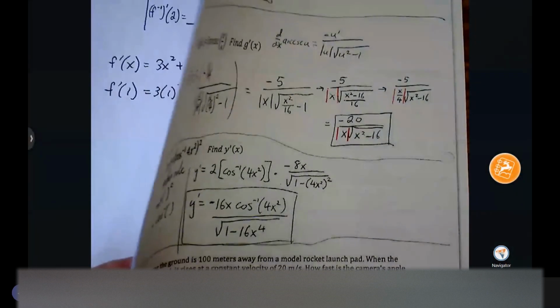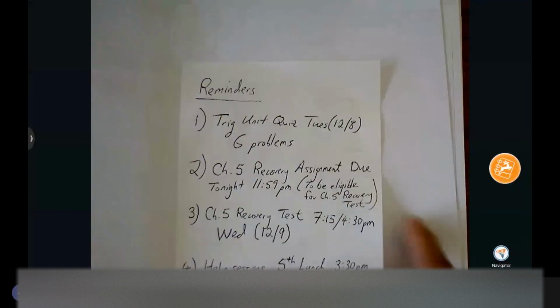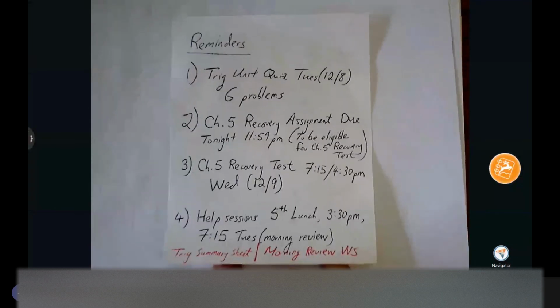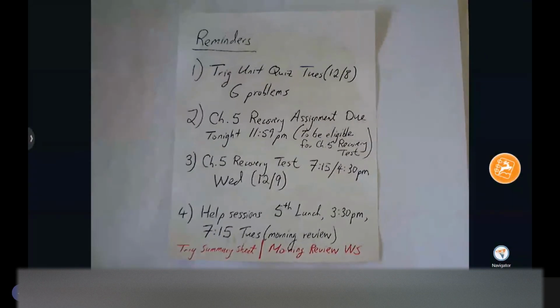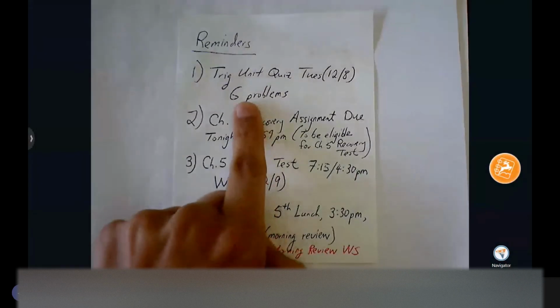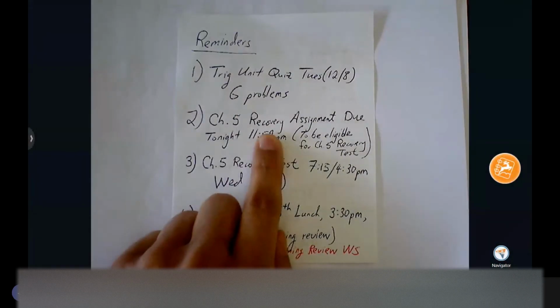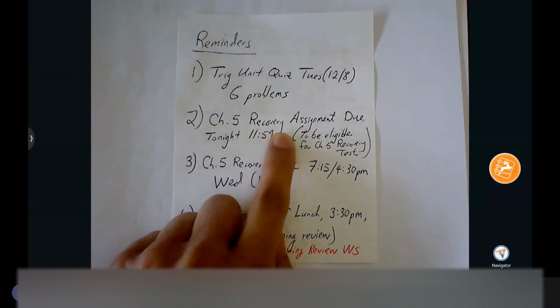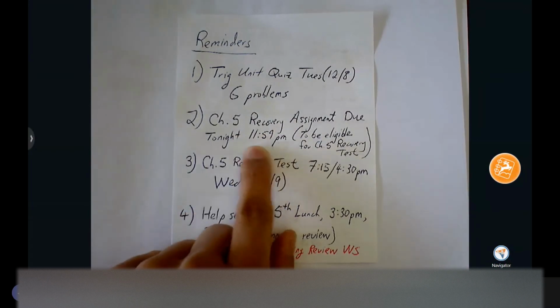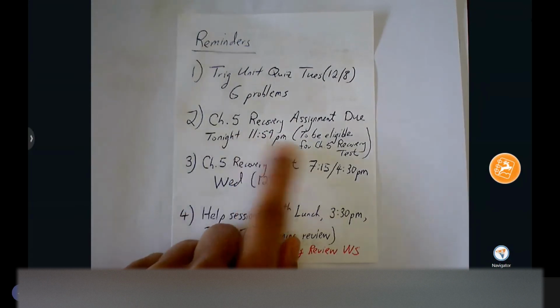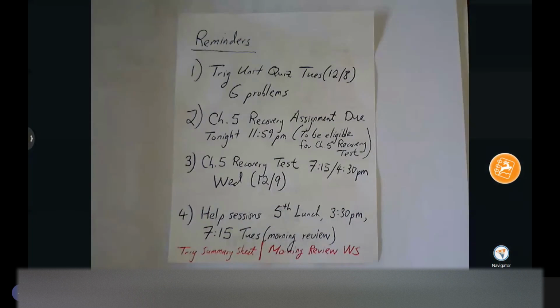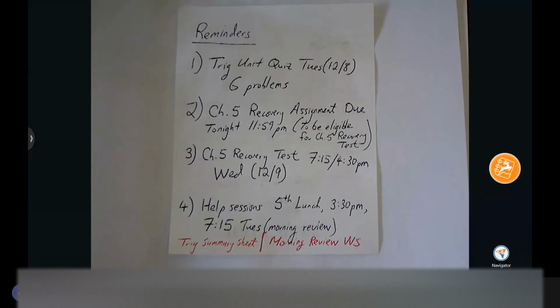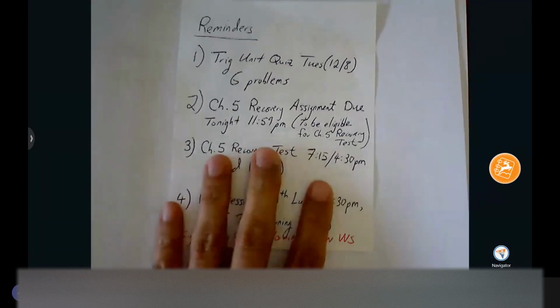All right, a couple of announcements, reminders. Okay, quiz is tomorrow. 6 problems. Chapter 5 recovery assignment is due tonight by midnight. This is to be eligible for the Chapter 5 recovery test if you choose to do that. You recover up to an 89. And then any student can recover up to an 89.